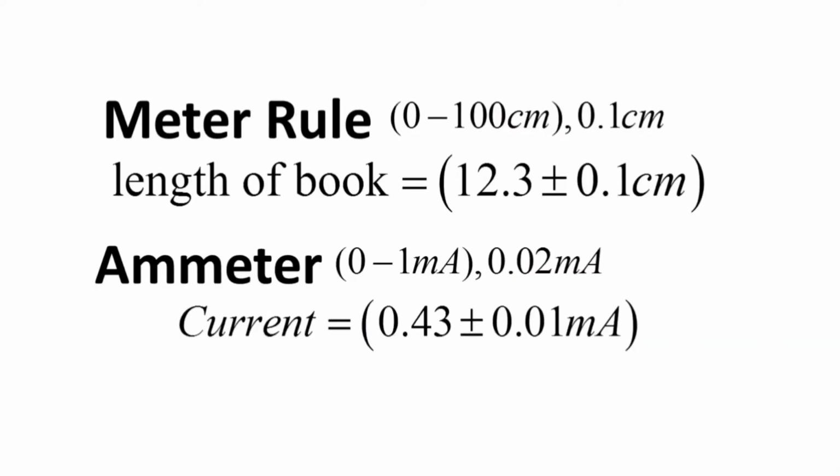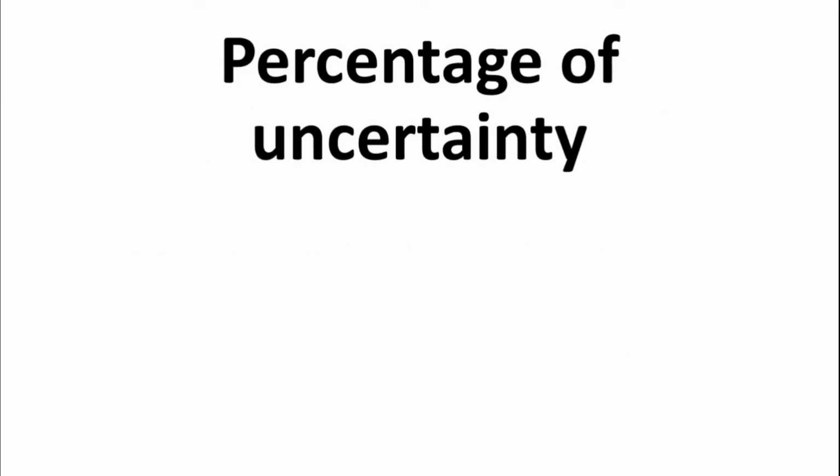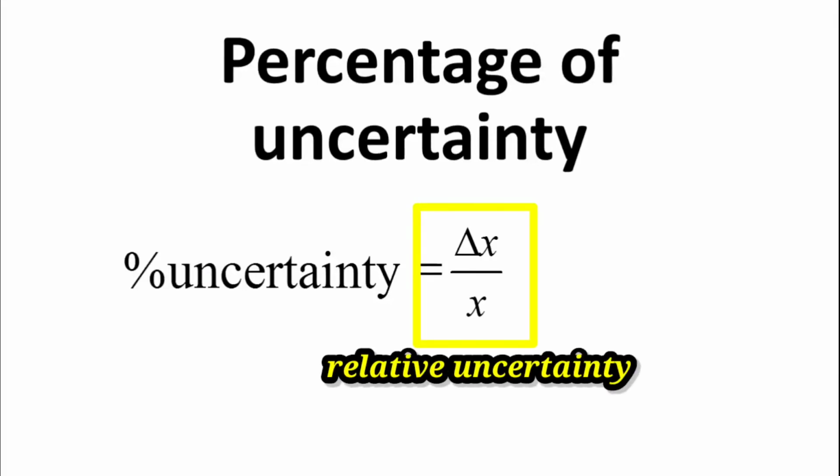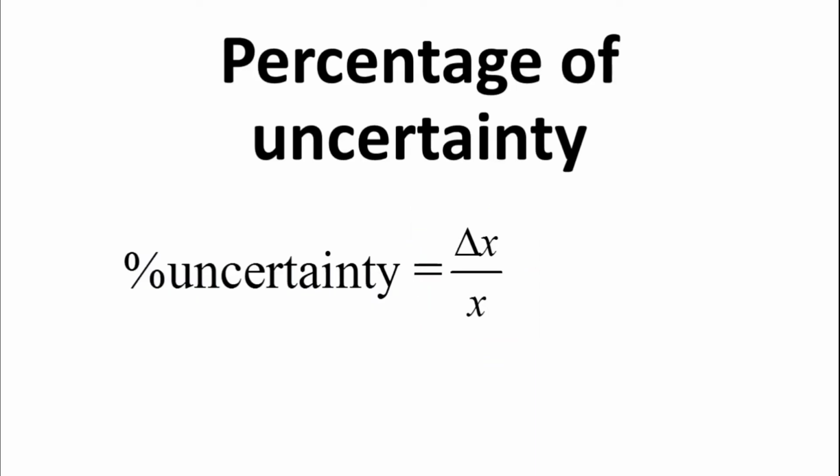Look at how the value of the length of the book and the current is written. The measurement value and the uncertainty have the same decimal point. The percentage of uncertainty can be calculated as the relative uncertainty, delta x divided by x, times 100%. Relative uncertainty times 100% will give you the percentage of uncertainty.